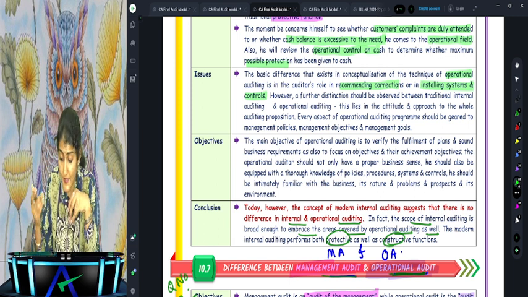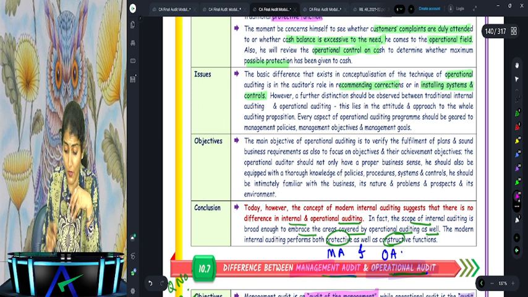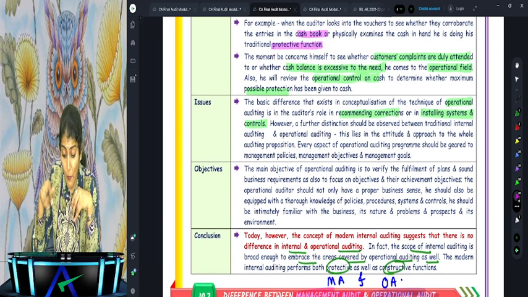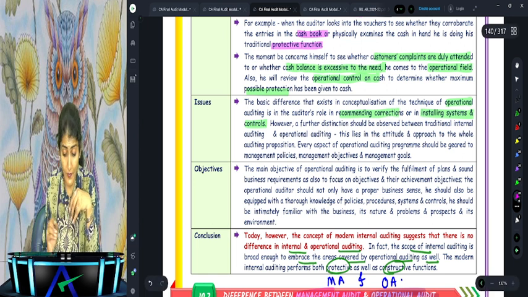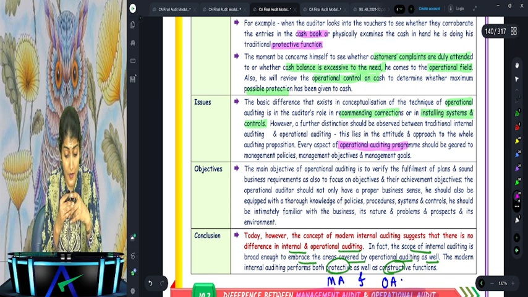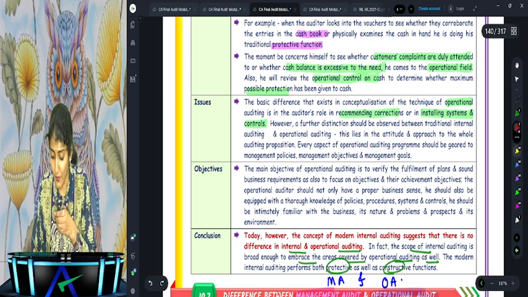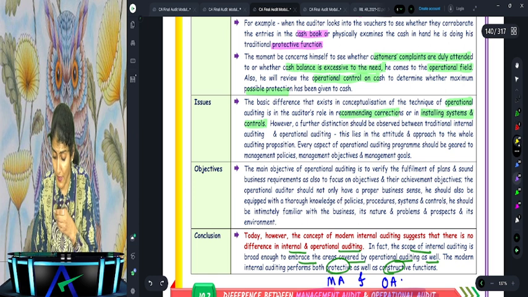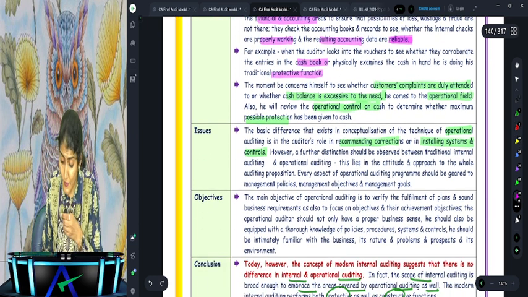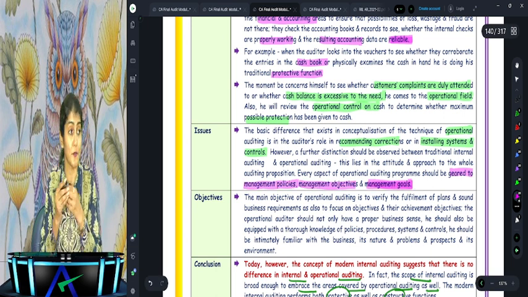A further distinction should be observed between traditional internal audit and the operational audit. It lies in the attitude and approach to the whole auditing proposition. Every aspect of the operational audit program should be geared to... So now internal audit, your focus is only on the financial statements, accounting controls and so on. But operational audit, where is your focus? It says it should be geared to the management policy, management objectives and management goals.